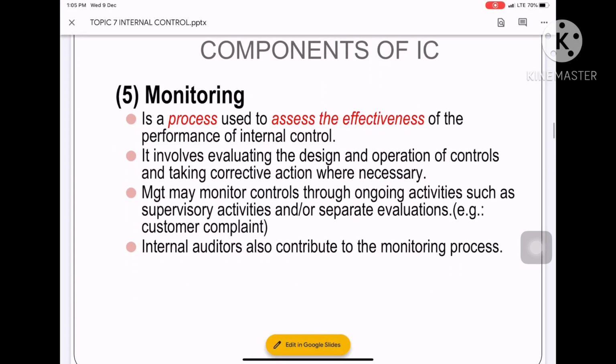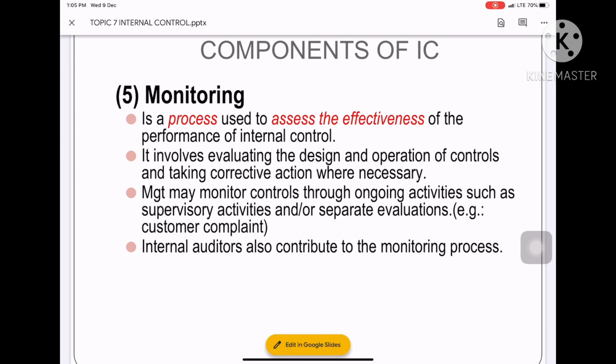Alright, the last one is monitoring. So monitoring is a process to assess the effectiveness of the internal control. So we monitor whether the system is good or not good. It involves evaluating the design and operation of controls and taking corrective action when necessary. You can see, like the top-level management, they can see there is a loophole in the system, so they have to take corrective action.